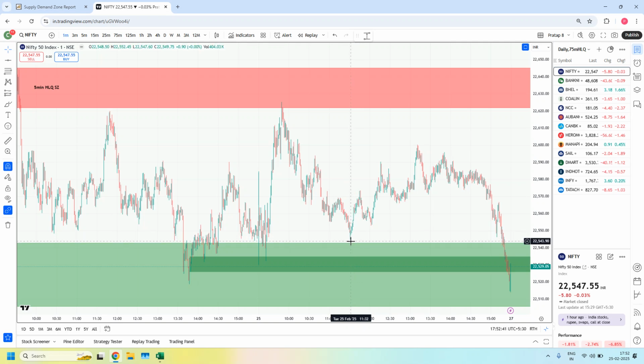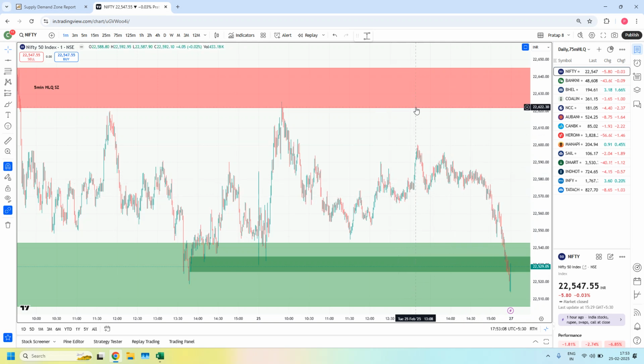So before entering itself, again it started moving up. If anybody did not book the profit at 11:34, you would have waited another 2 hours. Not 2 hours, 4 hours. This is 11:30, and this is 2:20. So almost 4 hours you would have waited. But that is not practical, right?